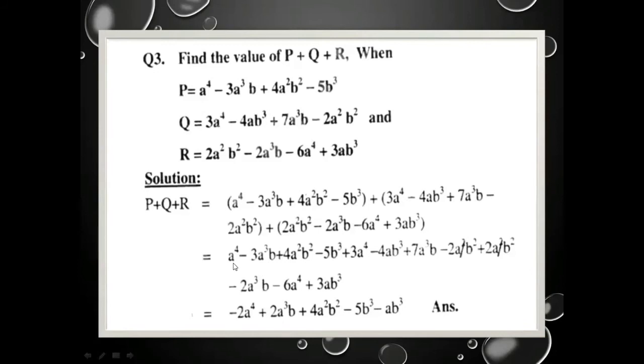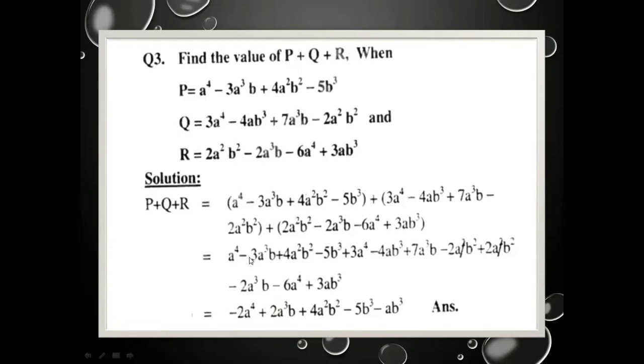We observe here a4 plus 3a4, minus 6a4, plus a4 plus 3a4. They will be added, giving the answer 4a4. It will be subtracted from 6a4. So the overall answer is minus 2a4.